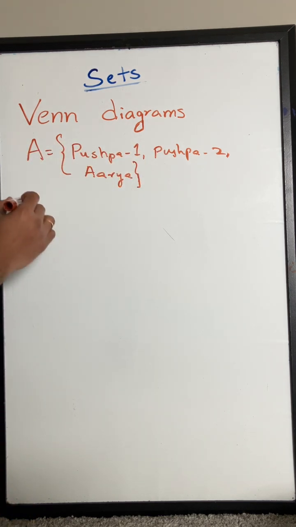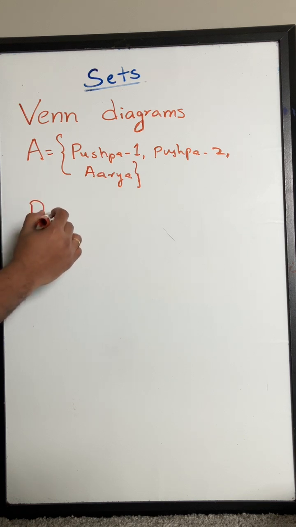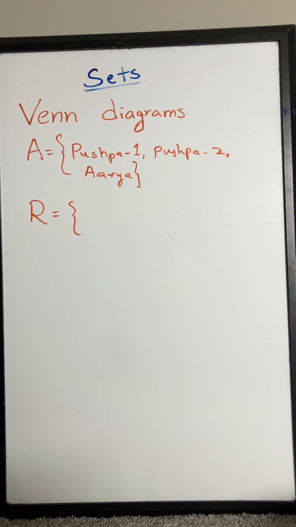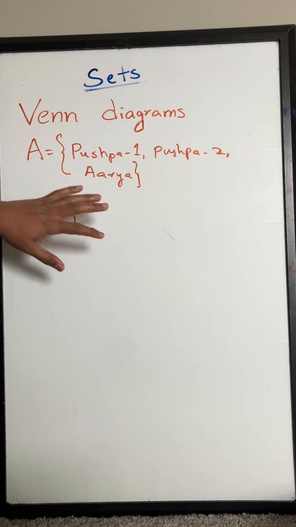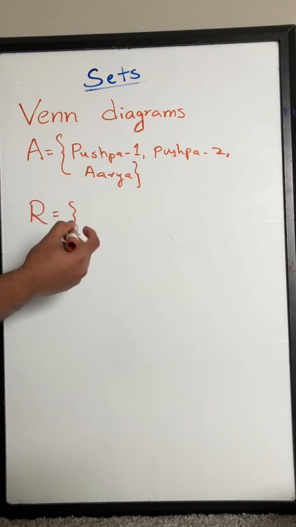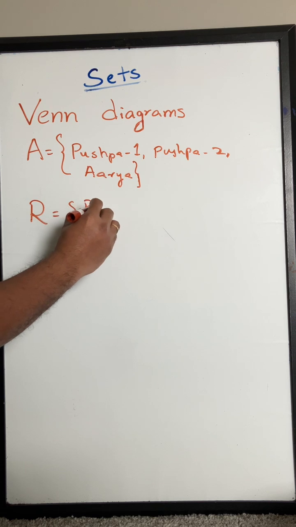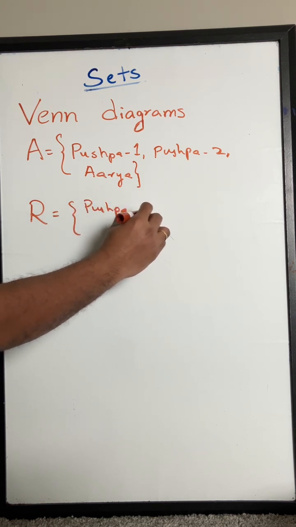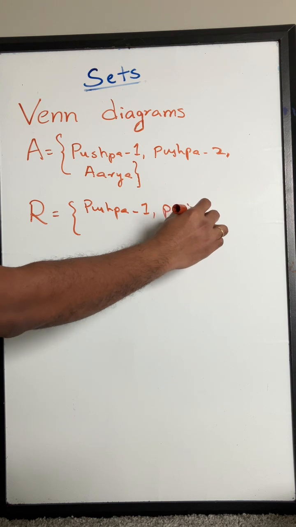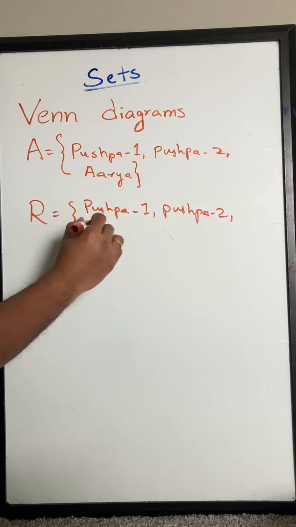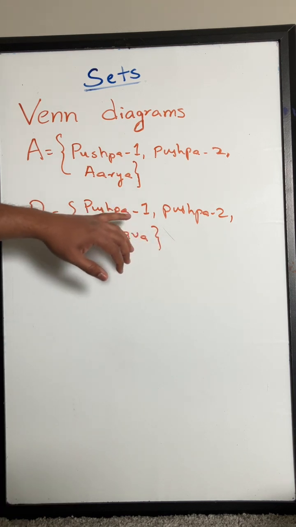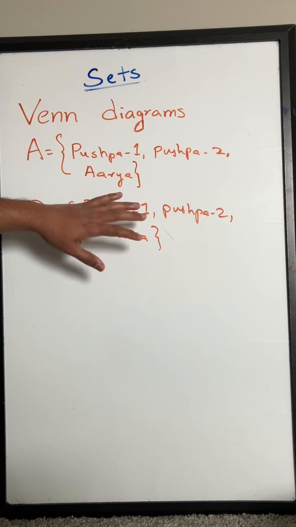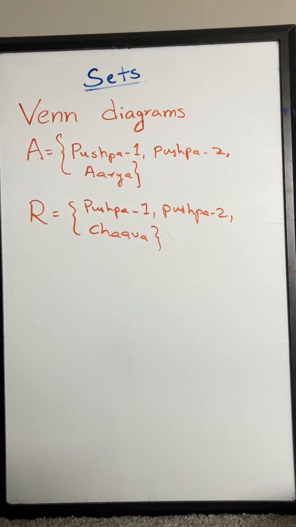And let's take Rashmika. Rashmika's movies let's represent with R. I'm not writing all the movies, just a few to explain the Venn diagrams and make this topic interesting. Rashmika Mandanna also acted in Pushpa 1, Pushpa 2, and let's take another movie, Chava. She acted in many movies, so for the sake of Venn diagrams, I picked these.